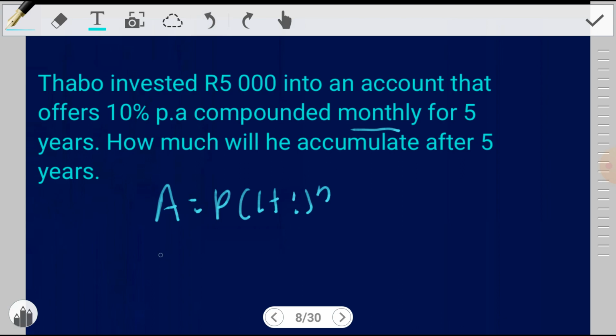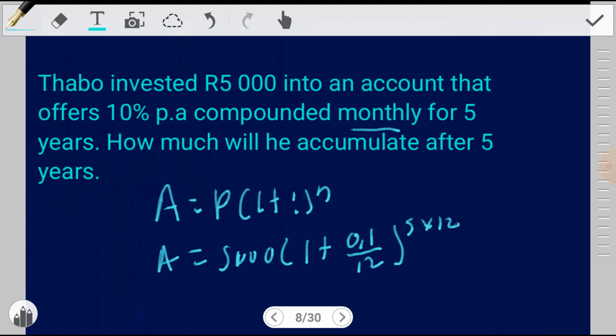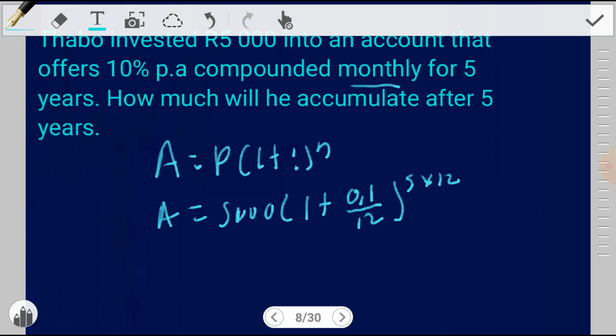So A is what we're looking for, so we've got 5,000, and then this is going to be 1 plus. The percentage is 10, so 10 is 0.1, but you're going to say 0.1 divided by 12 because it's monthly, and then it's going to be 5 times 12. So whatever you multiply must be the same as what you're dividing. Here are things to memorize.